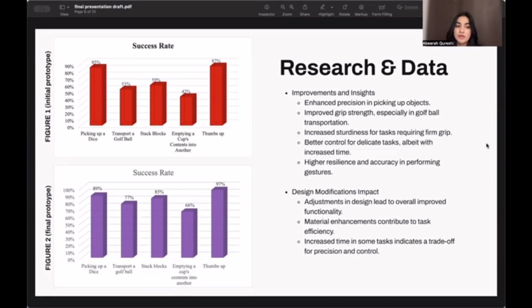So the initial prototype allowed us to identify problems that we would have to make improvements to, and once those improvements were made, then the final prototype was decided, and it produced a higher success rate, which is also one of the reasons that it was chosen.